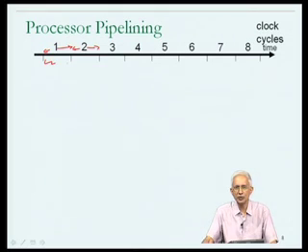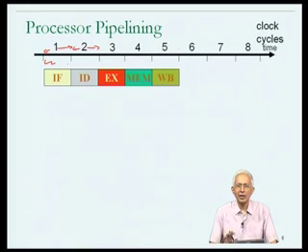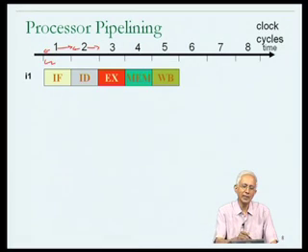So what happens as instructions execute? Now our current picture is that the first instruction executes by spending one clock cycle being fetched, one clock cycle being decoded, one clock cycle being executed, etc., etc.